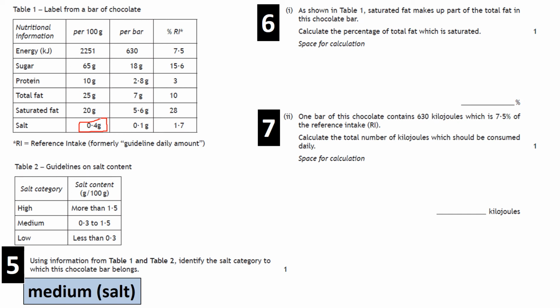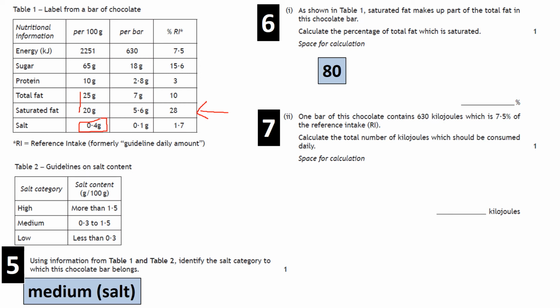As part number 6, as shown in table 1, saturated fat makes up part of the total fat of this chocolate bar. So we are looking at this. So calculate the percentage of total fat which is saturated. So you're looking at these two values. So the total fat's 25 and 20 of it is saturated. So it's 20 over 25 as a percentage, which is 80%.